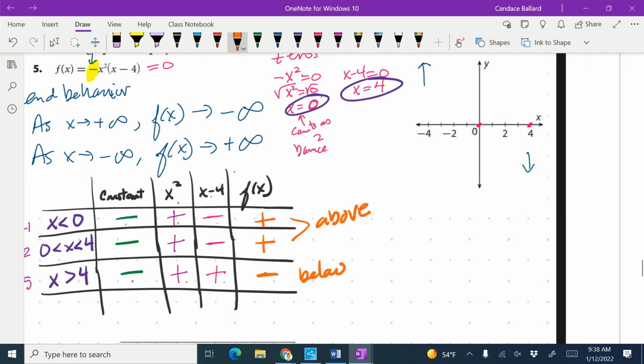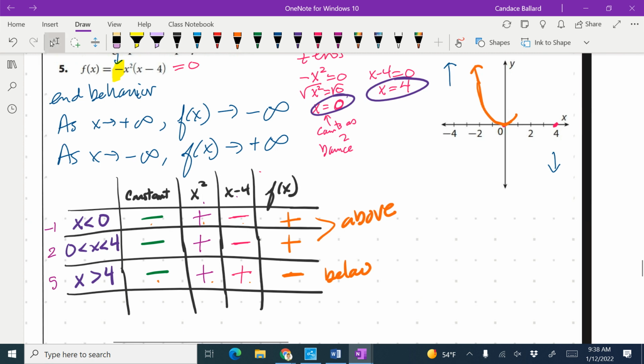So let's go back to our graph. I have to be above, right? So I'm above, I know I have to point up, and I have to touch this, but remember we said it's going to bounce off of that one, it's not going to go through it because that was a squared. Look, it still stays between 0 and 4, it's still above the x-axis. I'm going to be above, and then I have to cross through that one, and it goes below. Did my arrows end up the right direction?